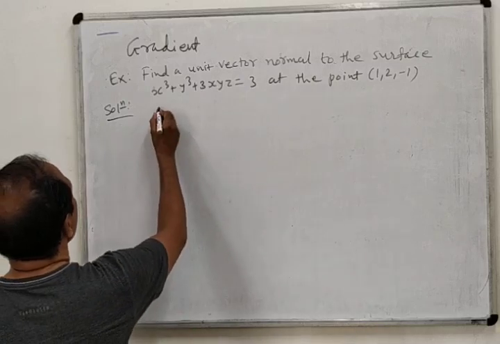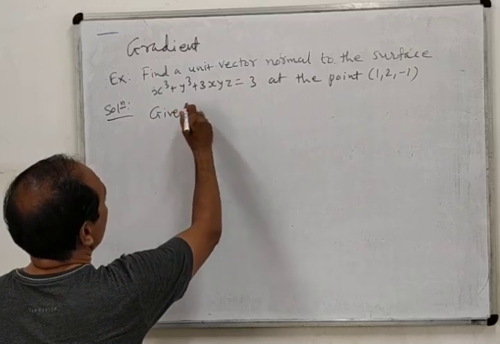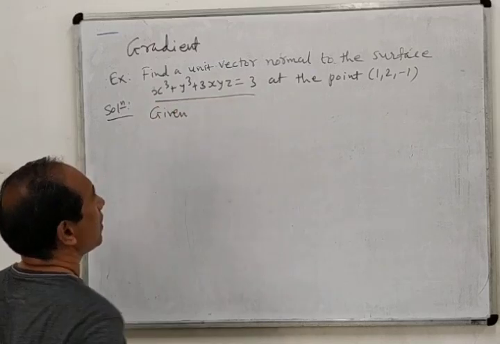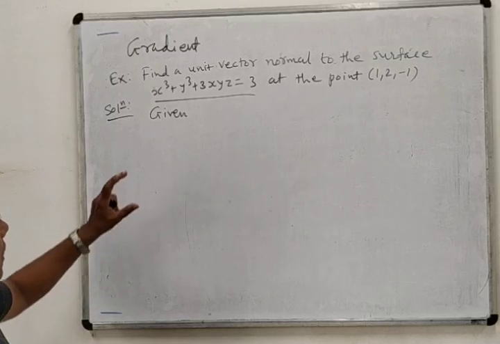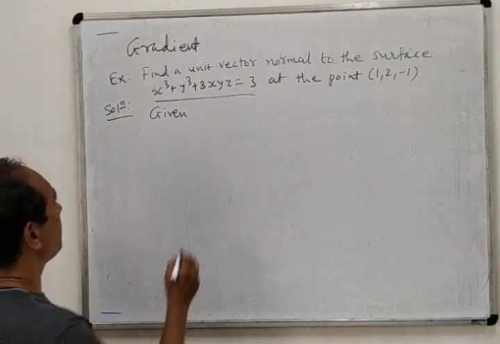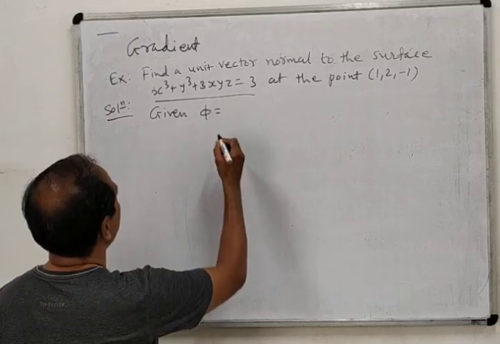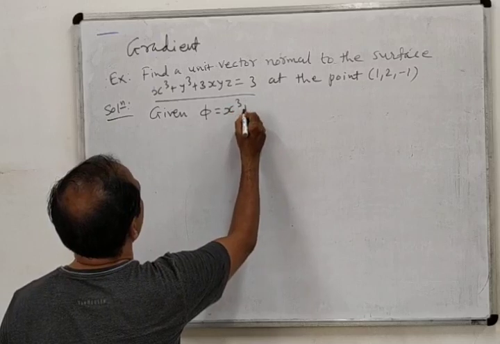So first of all, what will we write down in the solution? We will write down the given. Normally we are given the equation of the surface, which we denote by some function, say phi, or small f can also be used to denote it.